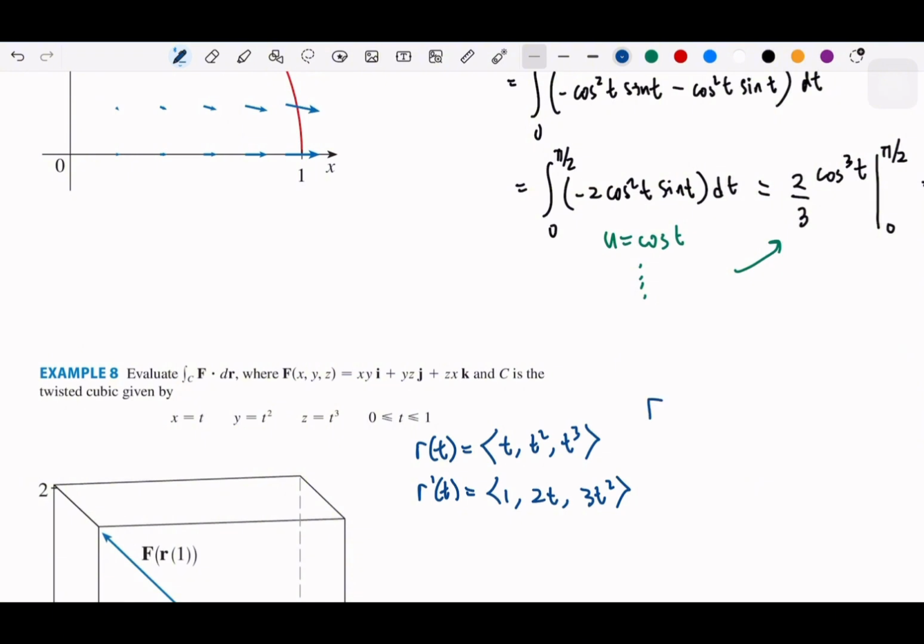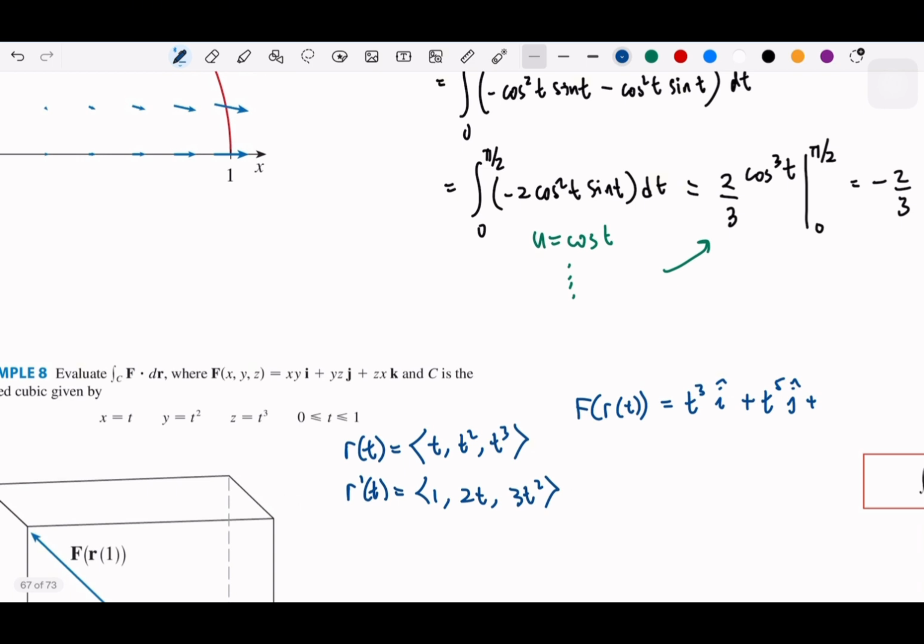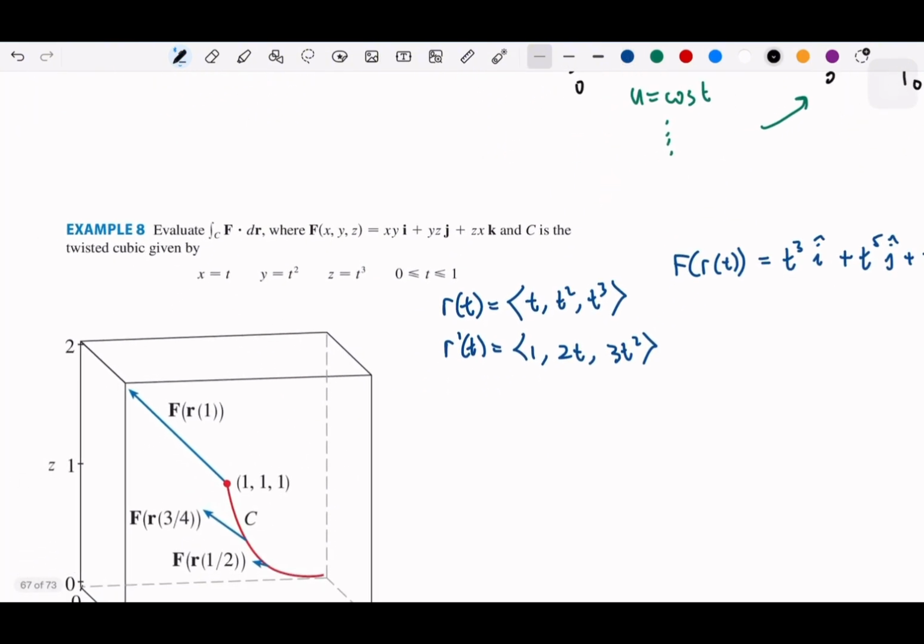And so F of r(t), using r(t), so this will be t, and t squared becomes t cubed i, plus yz. yz is t to the power of 5. And then plus zx, it's t to the power of 4. Okay, so that's F(r(t)). And then the line integral.